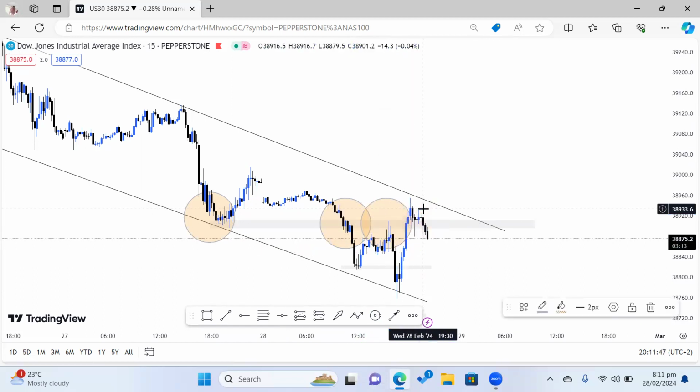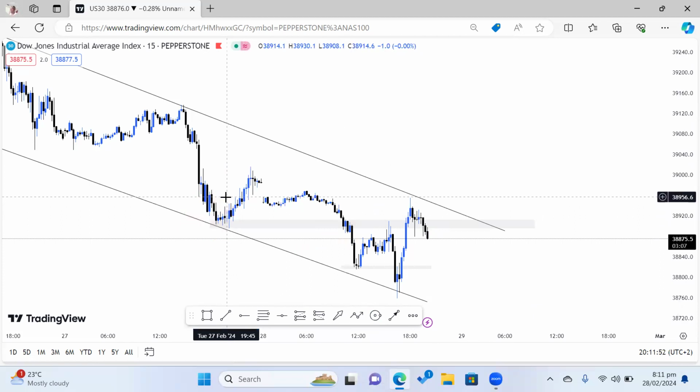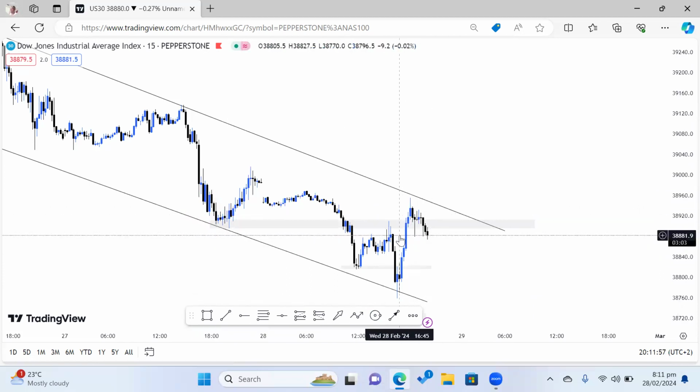So obviously, sorry if this is dirty, but we are expecting a lot of reversals on that particular zone, right? And you can see how the market rejected here and here. This zone is very strong, guys. So I'm going to zoom in.